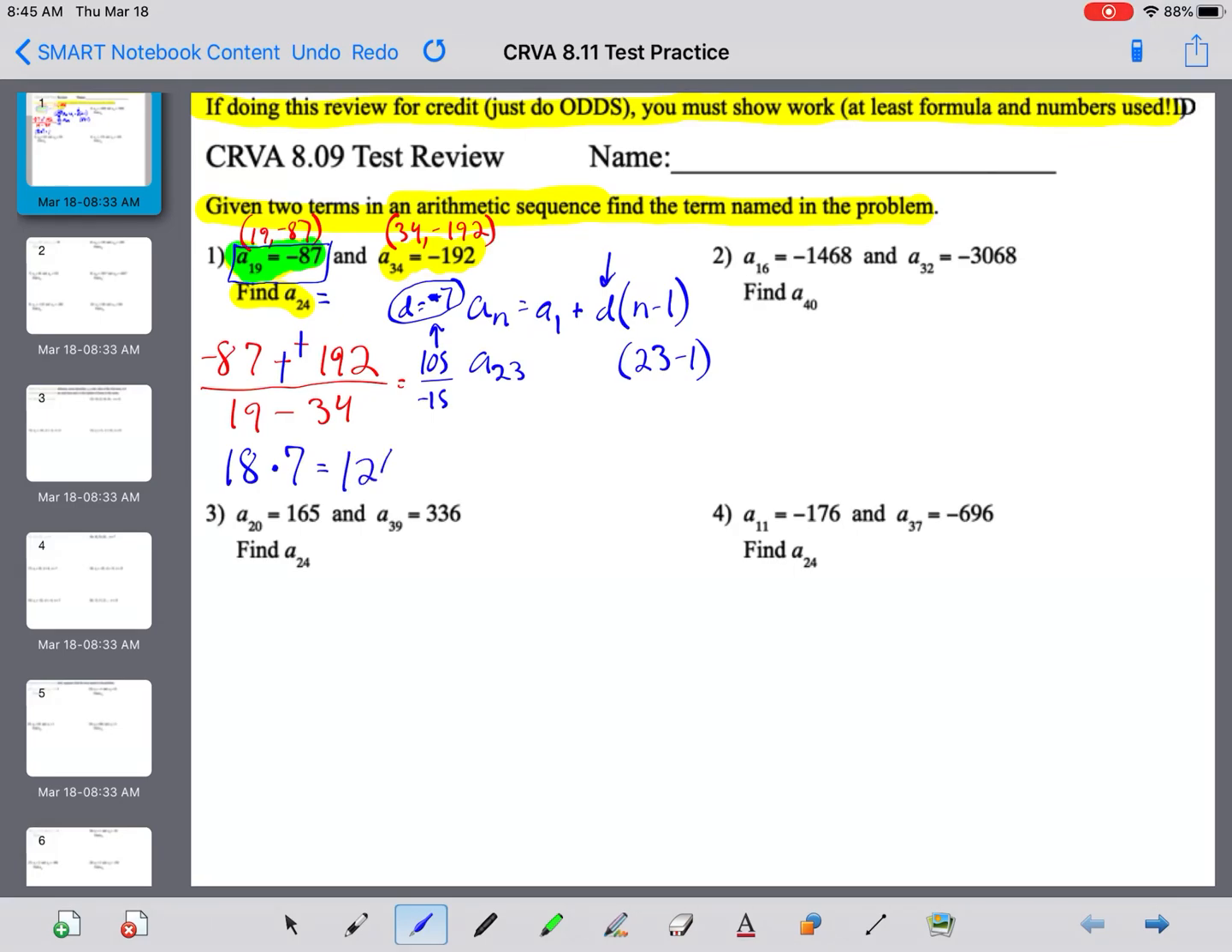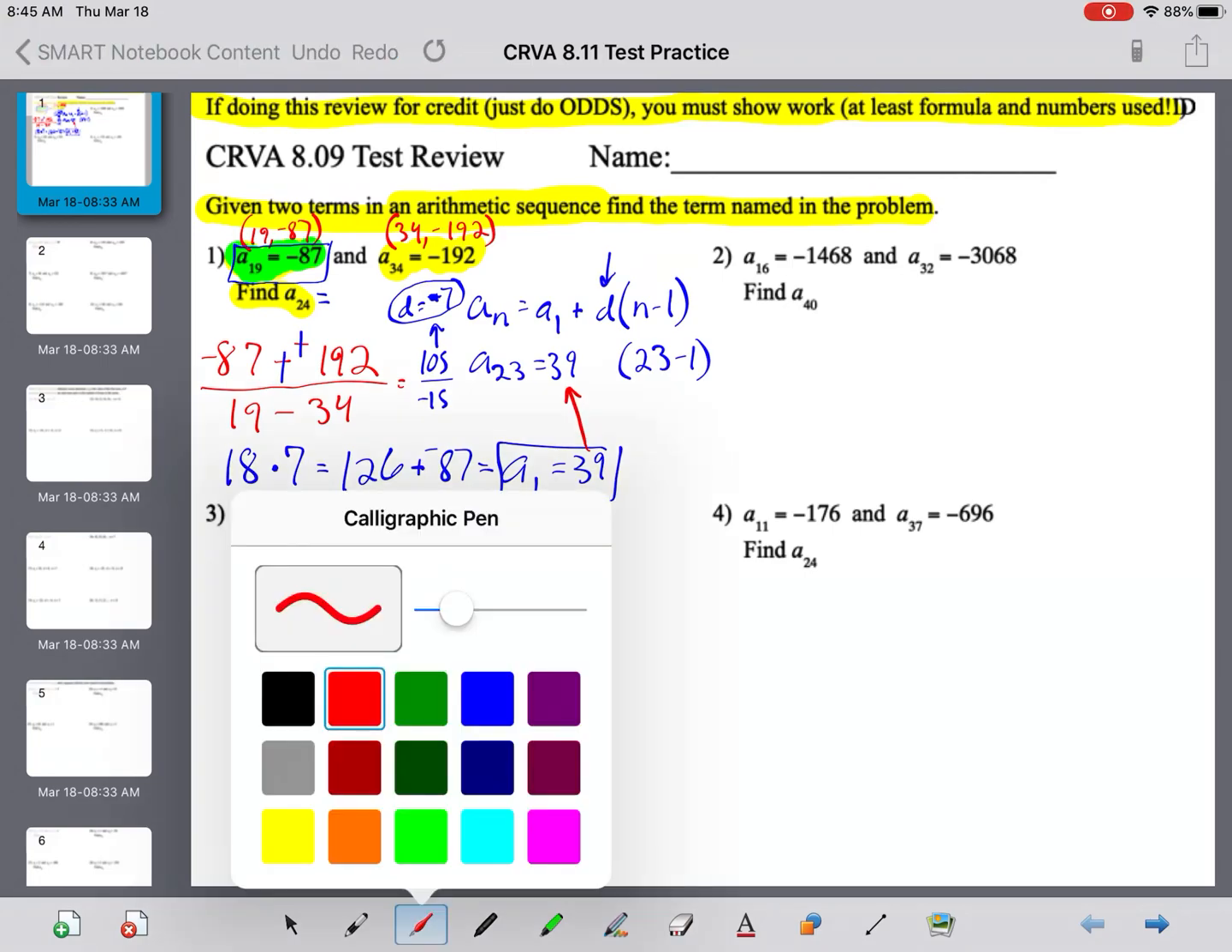So that is 126. And so that's how much we have to increase the -87. We have to increase -87 by that, and that gives us what our a sub 1 is. A sub 1 is 39. I'm boxing that because it's a big deal. It's not my answer, but 39 goes here for a sub 1.